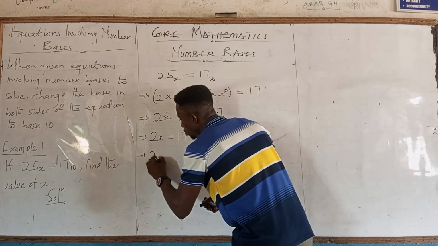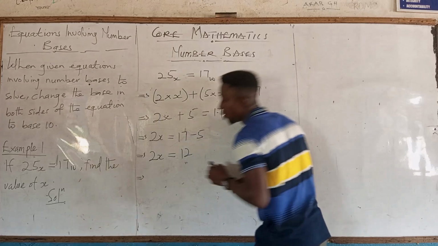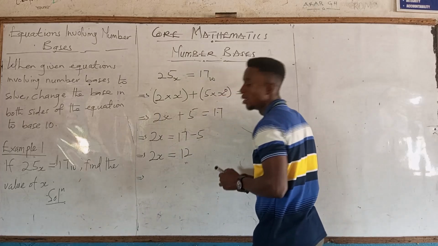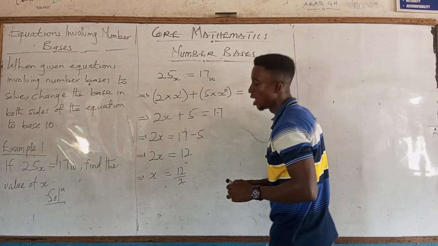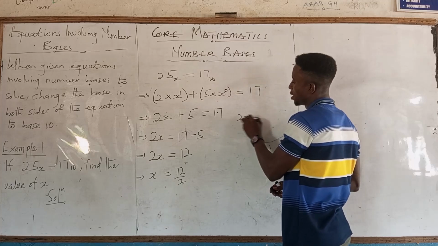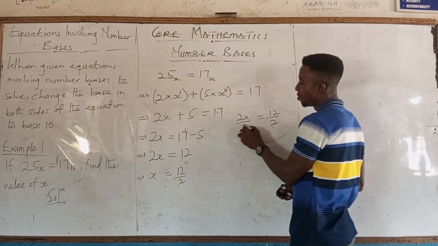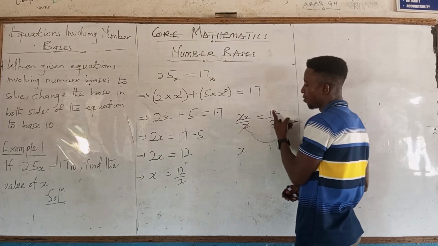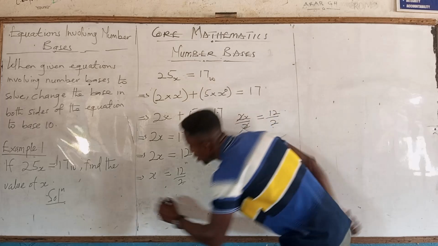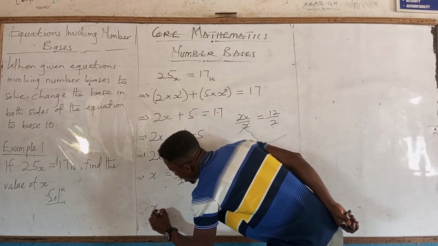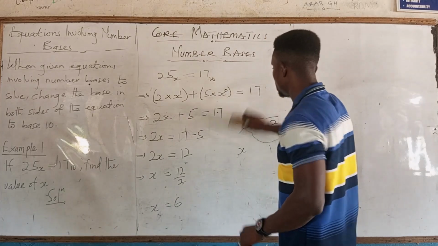Okay, so then we have 2x, which is equal to 12. Then we divide both sides by 2 because we want x. So I'll have x equal to 12 divided by 2. You could have also written 2x over 2 equal to 12 divided by 2, and the same thing, I use this to cancel down. That is why I'm having this equal to that. Are we getting that? So therefore my x is equal to 6.